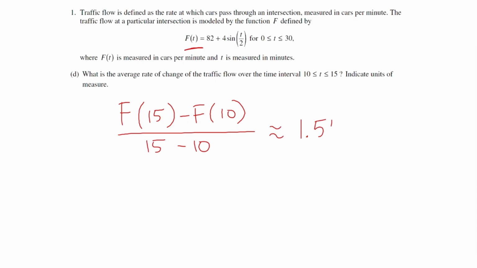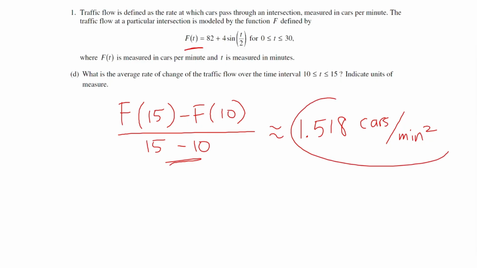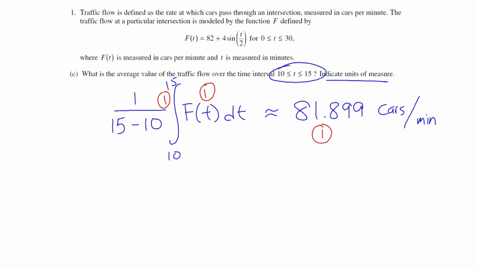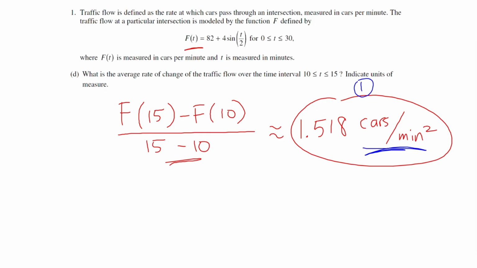So we'll put 1.518. And it says indicate units of measure again. Well, F was already in cars per minute. And if we divide that by another number of minutes, that's cars per minute squared. And they gave you 1 point for the answer here, 1.518. And then the 9th point here was for having the correct units in part D as well as in part C. So you had to have them correct in both C and D to get that 9th point. And that is the end of this FRQ, question number 1 from the 2004 AP Calculus AB exam.